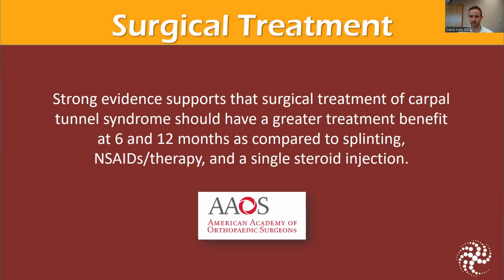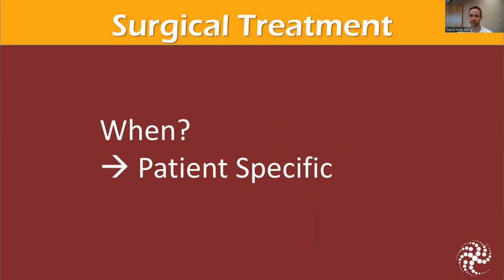And so one of their recommendations, a very strong recommendation, is that strong evidence supports surgical treatment of carpal tunnel syndrome, which should have a greater treatment benefit at 6 months and 12 months compared to basically the other non-surgical treatments: splinting, anti-inflammatories, therapy, and a single steroid injection. So again, when we look at large studies, lots of patients, taken out 6 to 12 months from initiation of carpal tunnel symptoms or when a patient presents to a hand surgeon, on average, patients will likely be better off at 6 months and a year proceeding with surgery than some of the other conservative treatments.